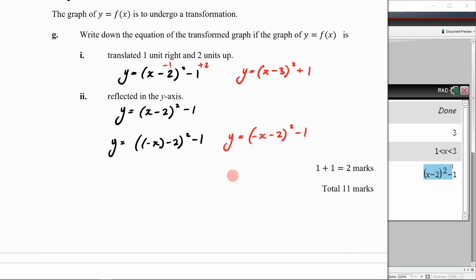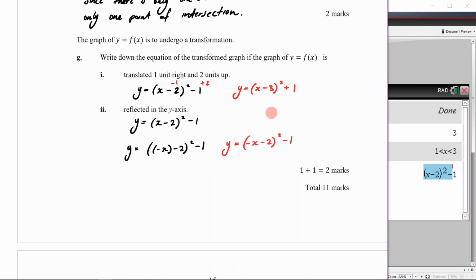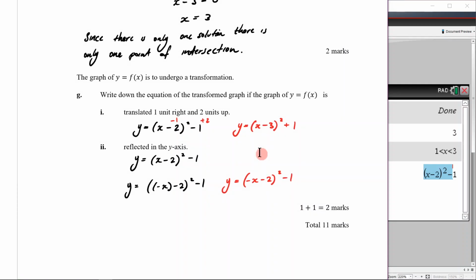Perfect. Hopefully all of that made sense as I went through it, and it all seems doable now that you've seen it in the video.